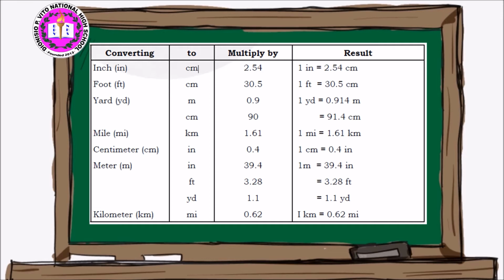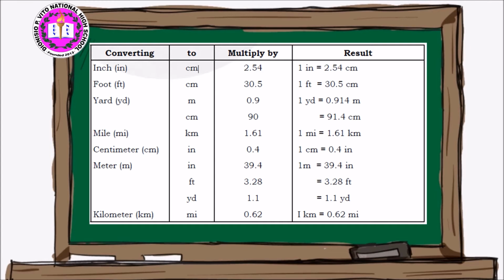Converting yards to meters, we're going to multiply by 0.9. So, the result is 1 yard is equal to 0.914 meter. And converting yards to centimeters, we're going to multiply by 90, which gives us 1 yard is equal to 91.4 centimeters. Converting miles to kilometers, we're going to multiply by 1.61. Therefore, 1 mile is equal to 1.61 kilometers.